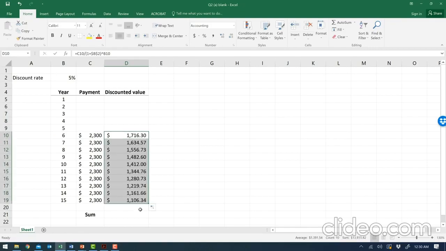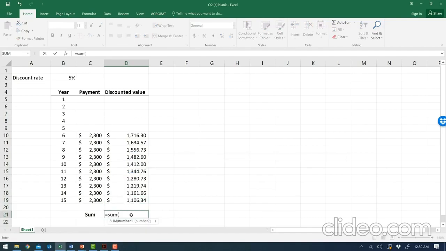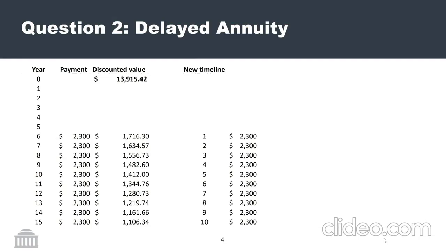I will extend this array. This would give me the present value of each of these individual payments, and I will add them up, and this will give me the present value of all of these payments, which would equal $13,915.42.